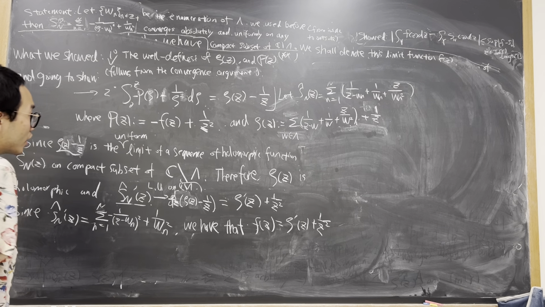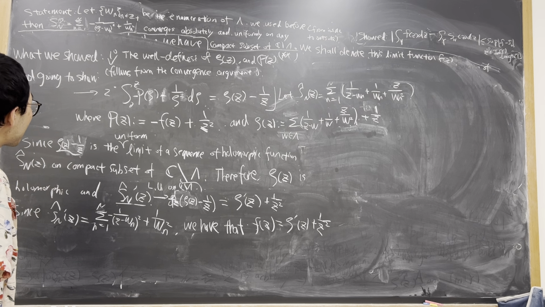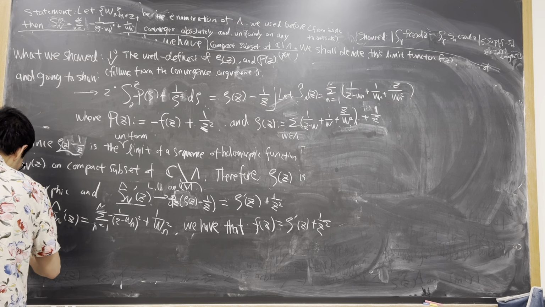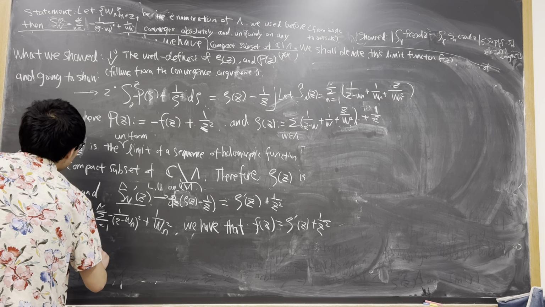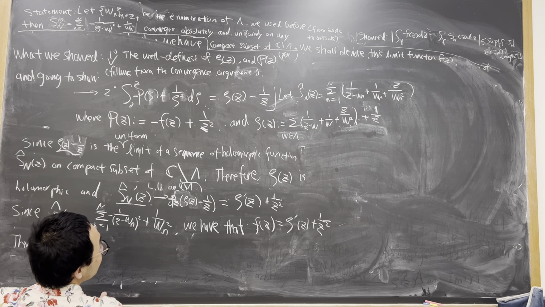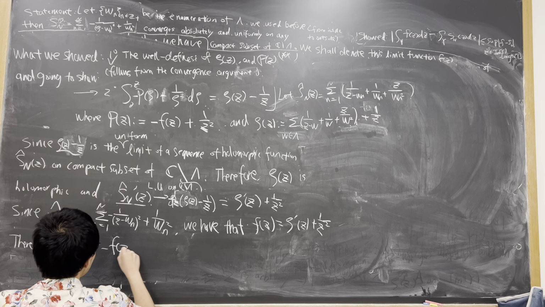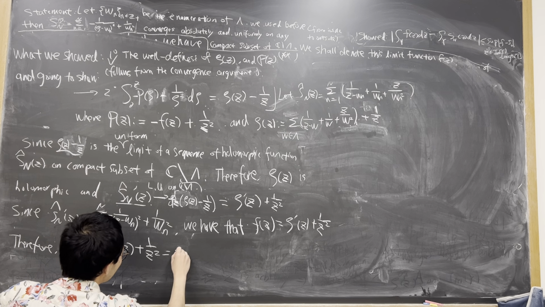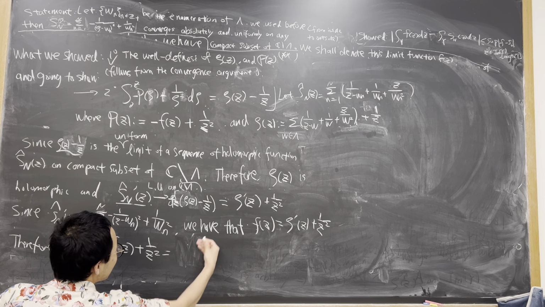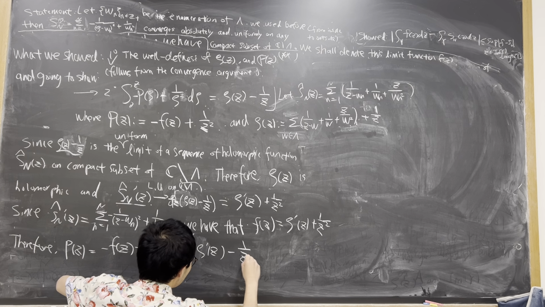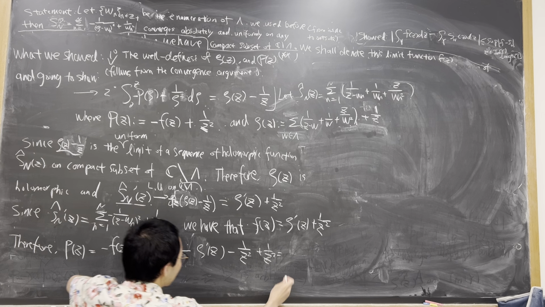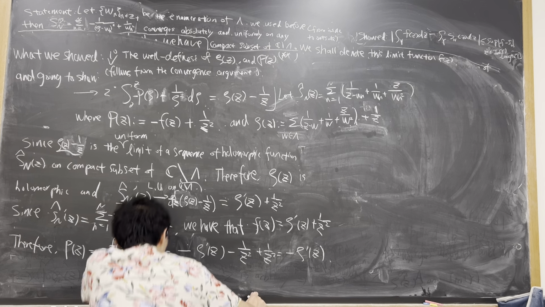So therefore this p z, which is equal to negative f z plus 1 over z squared, is equal to negative zeta prime z, because this is negative f z, and then minus 1 over z squared plus 1 over z squared, which is equal to negative zeta prime z. So therefore we're done.